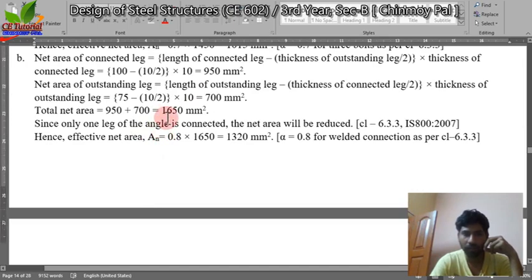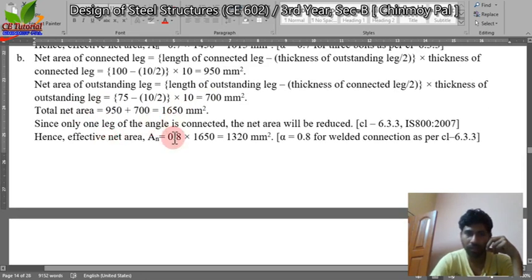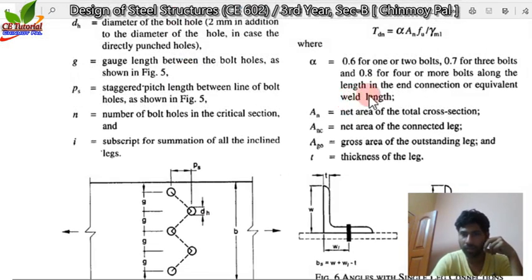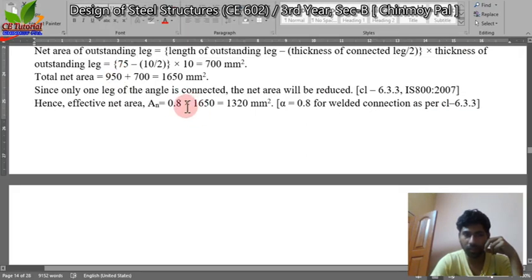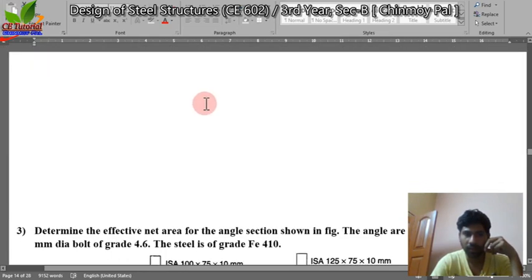And after that, by adding those two, 950 and 700, we are calculating 1650 as the total net area, but we have to apply the alpha value. Alpha value is 0.8. You see, for a welding connection, the equivalent weld length alpha value is 0.8. That's why 0.8 into 1650 is equal to 1320 millimeter square. This is the net area.